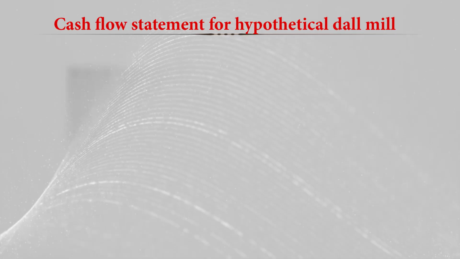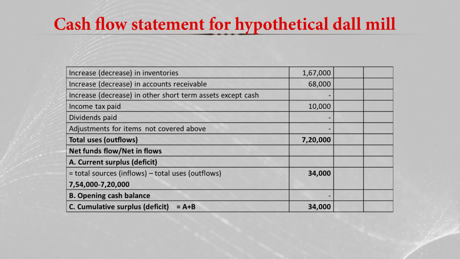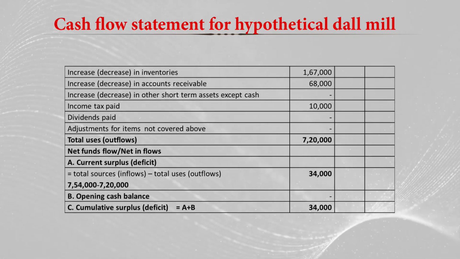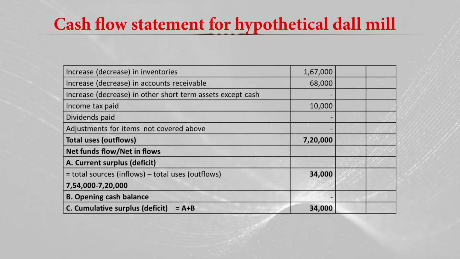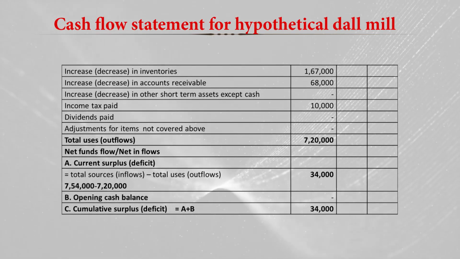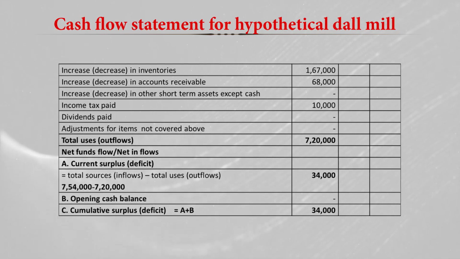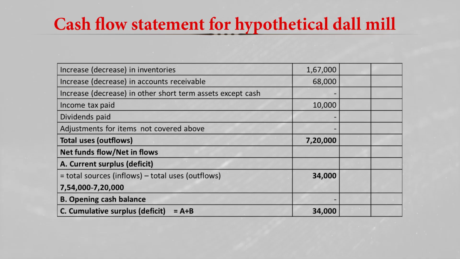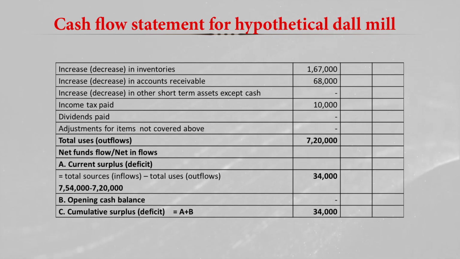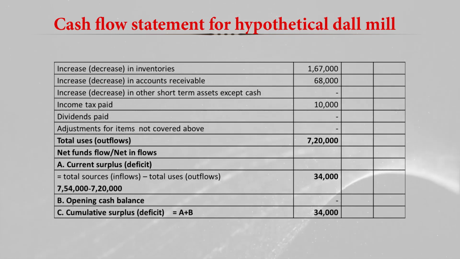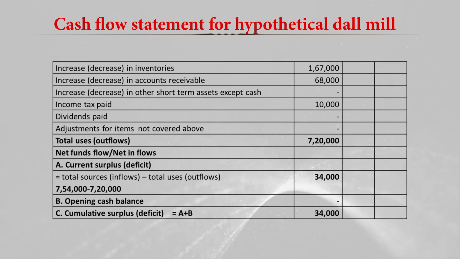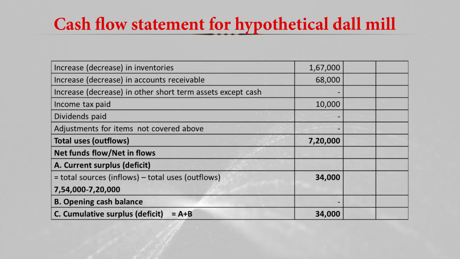And then the increase or decrease in the inventory, that is 1,67,000 rupees. And then the increase or decrease in the accounts receivable, that is 68,000 rupees. Then we are paying the income tax, that is 10,000 rupees. So the total usage of the fund, the total outflow of funds from the company, is 7,20,000.